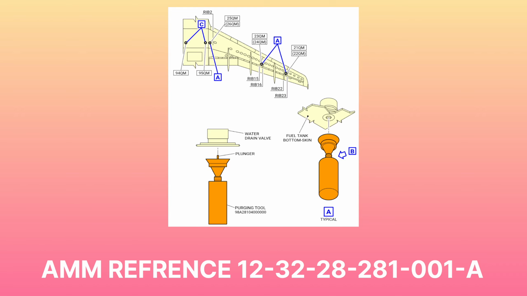If you go through the AMM, the first line says Airbus advises you to do a water drain procedure before the flight or before the refueling procedure. If you do this procedure after the flight or after the refueling procedure, you must wait 1 hour for the separation of water and fuel. So these are the two conditions. Whenever you do a sampling check after refueling, you have to wait at least 1 hour.